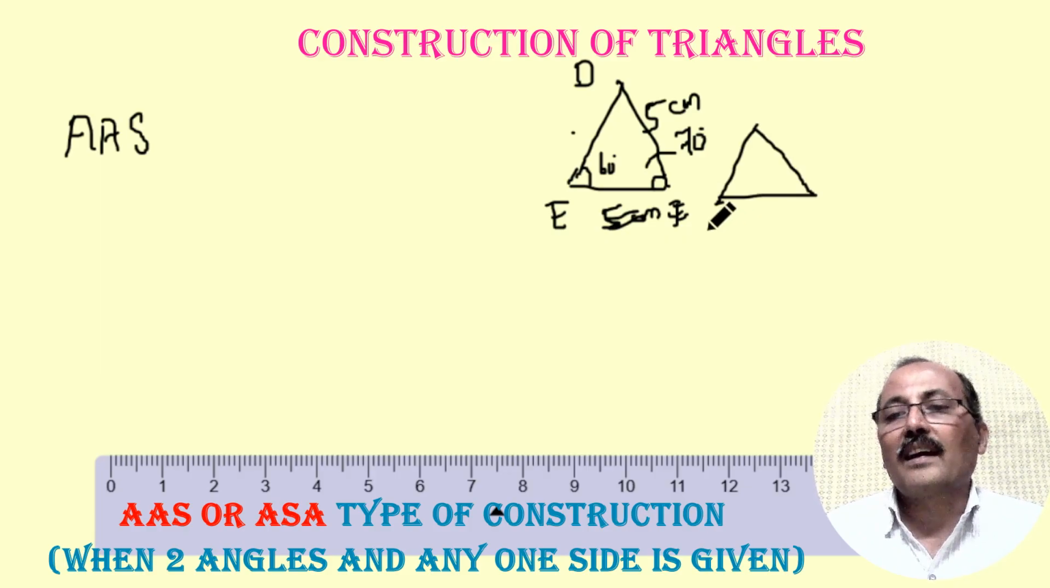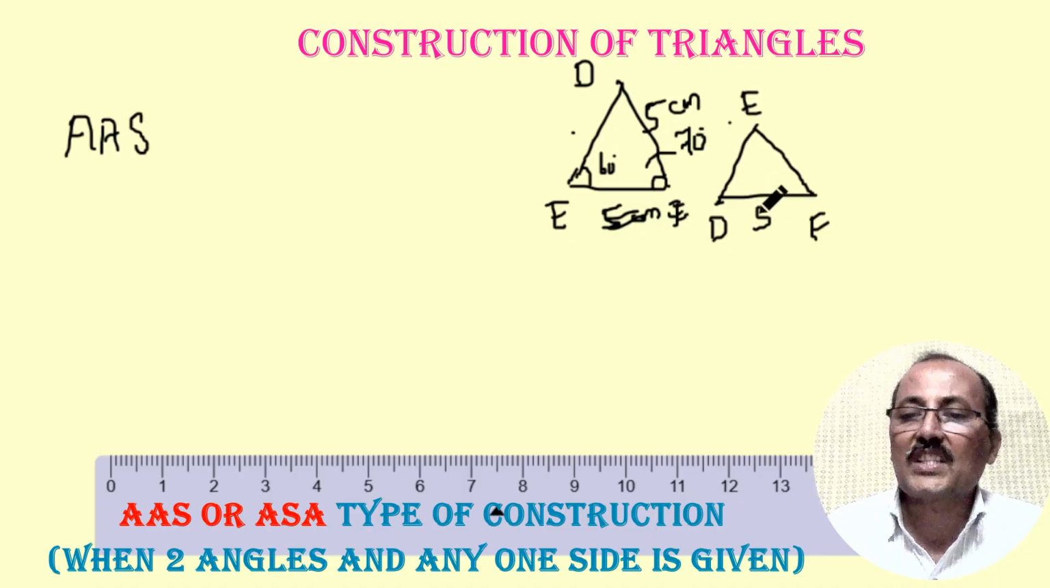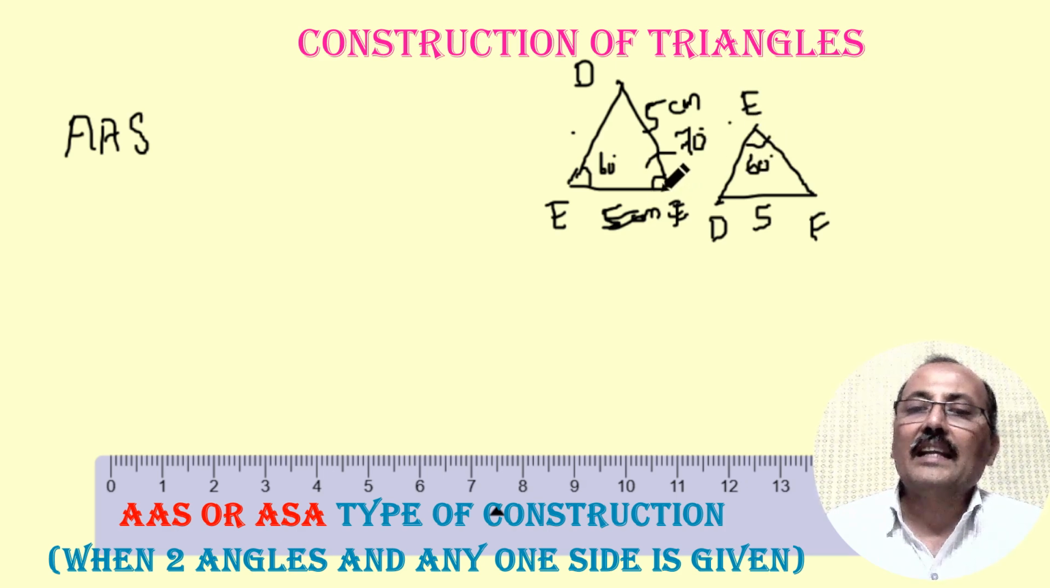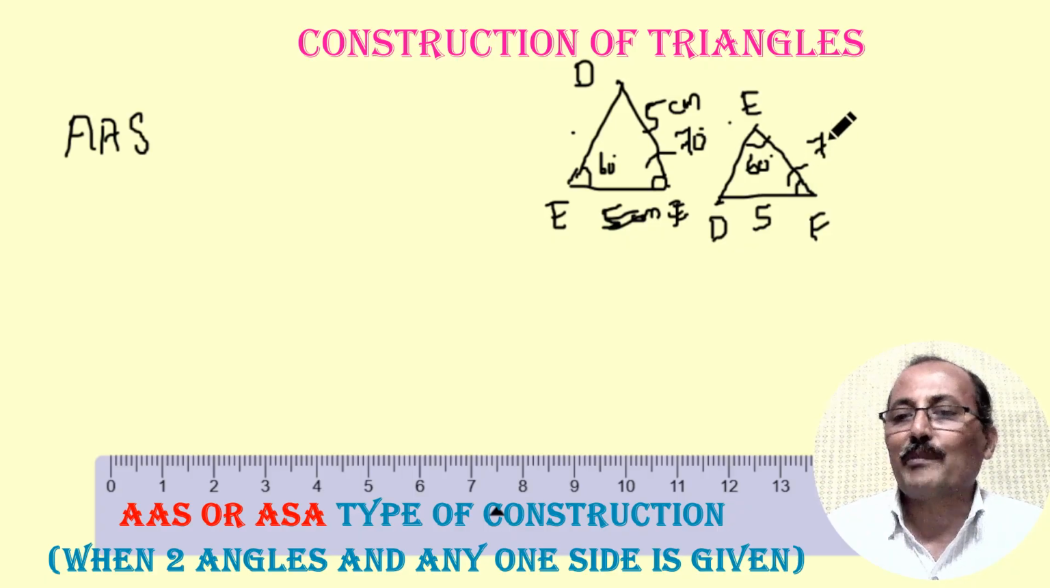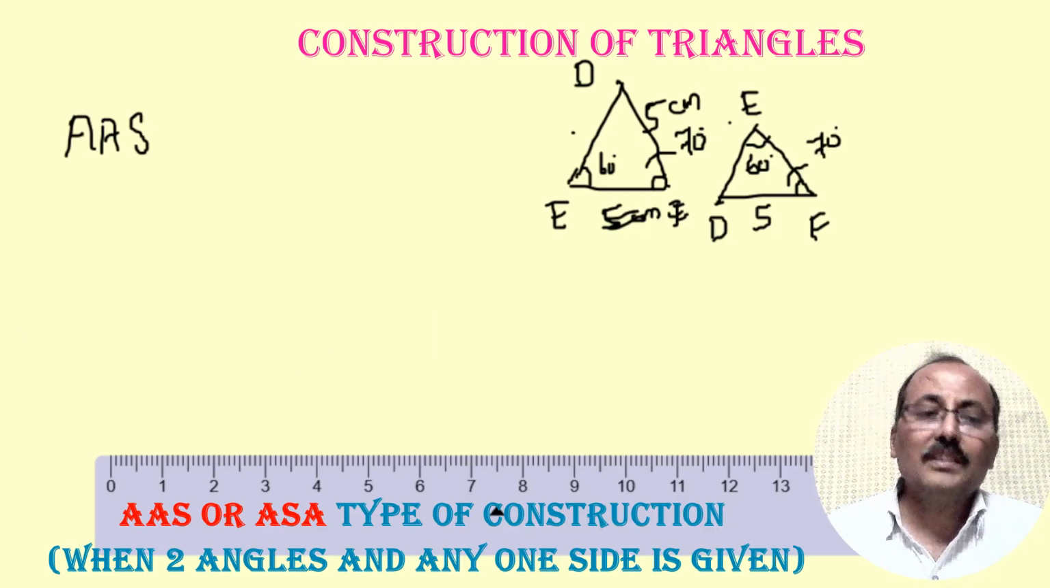This I'll make it as D, E, F. Yes, DEF, because DEF will come to the base 5 and angle E is 60 degree. Let it be there anywhere 60 and angle F equal to 70 degree. The problem is this only, it is 70 degree because both went somewhere else. Okay, now let me try.